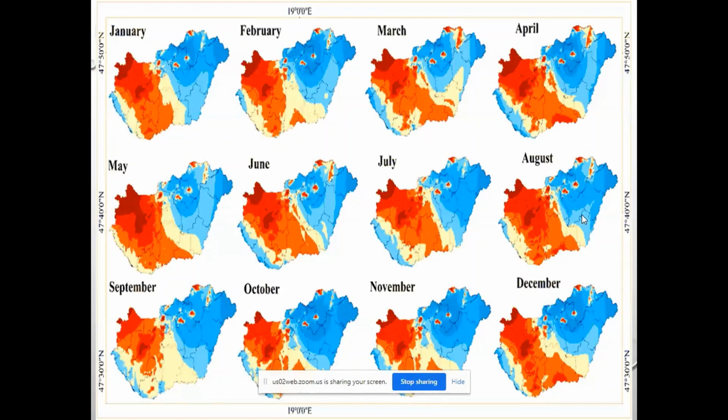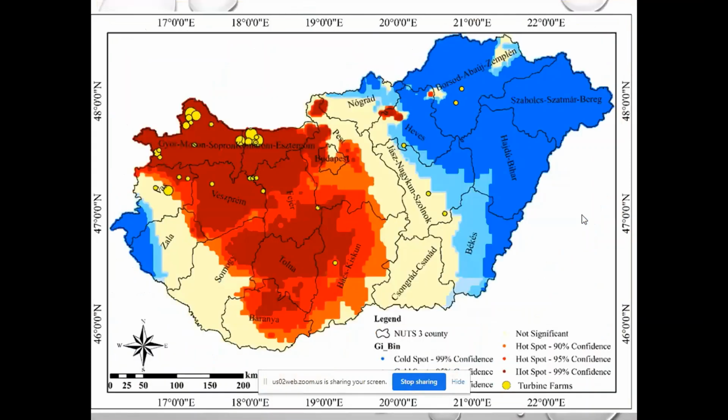And these are the maps of the study area from 2010 until 2020, 10 years, monthly. We used the average of the hotspot method to show, in different months, the highest places to produce wind energy. As you can see here, from March until July there is more production than in other months. And this is the final map about the production hotspots.